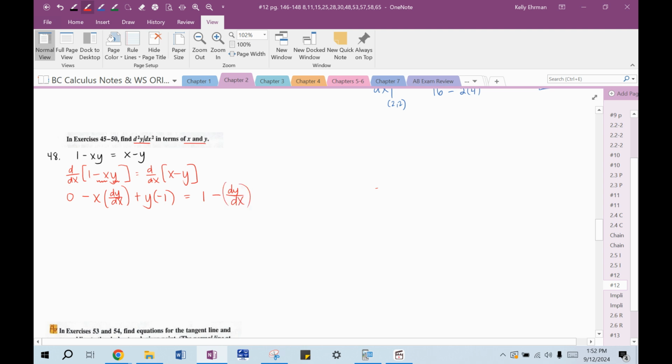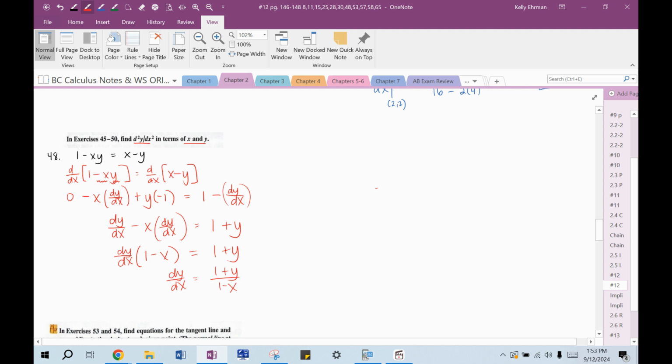Okay, we need the dy/dx's to be on the same side. So I think I'm going to add dy/dx over here. I'm not skipping my step this time because I feel like I'm going to screw something up. So I have 1 over here. I'm going to add y over here. Okay, so if I factor out a dy/dx, I would have 1 minus x. All right, so dy/dx is equal to (1 plus y) over (1 minus x).